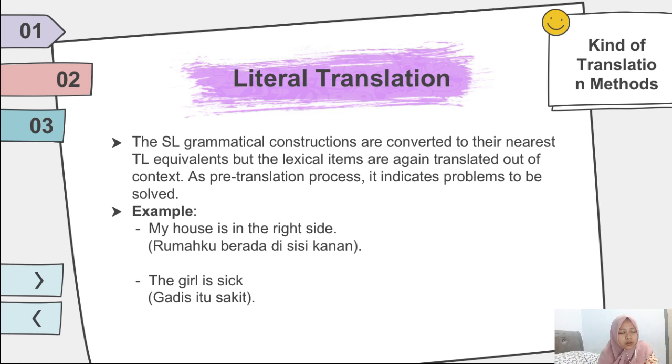For example, the first is my house is on the right side. In Indonesian, the meaning is rumahku berada di sisi kanan. And the next is the girl is sick. Gadis itu sakit. Those two are examples of literal translation.